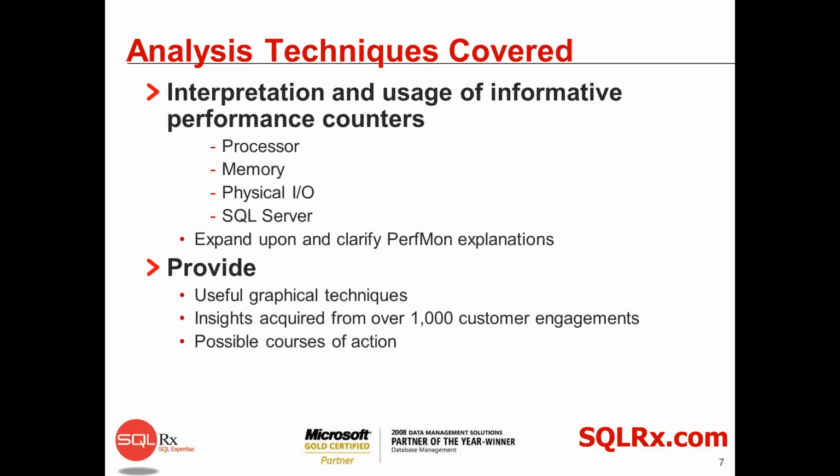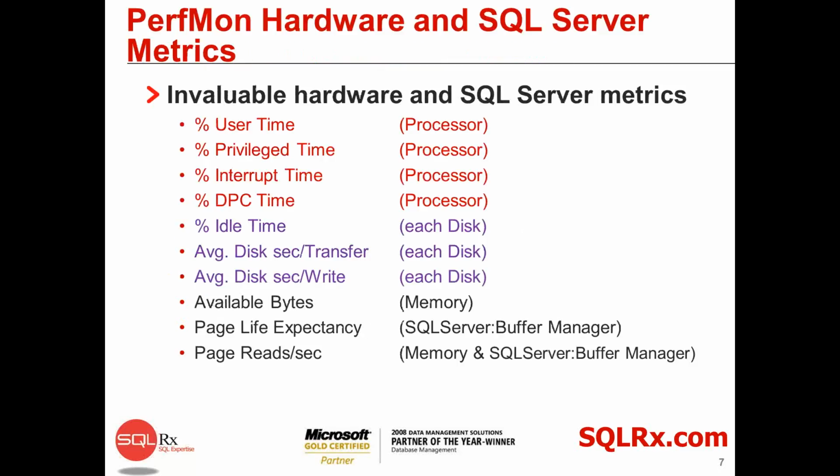So right now we're going to talk about processor, memory, physical I/O, and SQL Server memory. We're going to expand on the PerfMon definitions because usually they're pretty vague. There's been a lot of work done with this. I've done over 1,000 customer engagements and analyzed lots of data sets. So we have lots of experience in determining which things to look at.